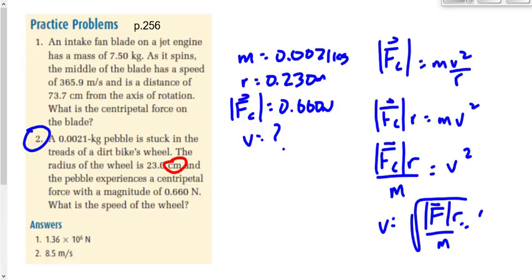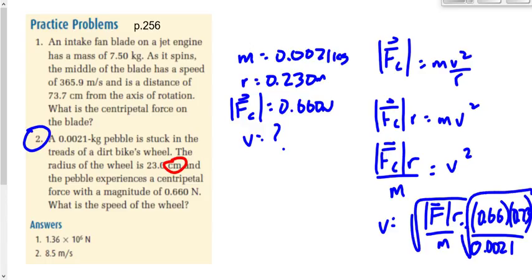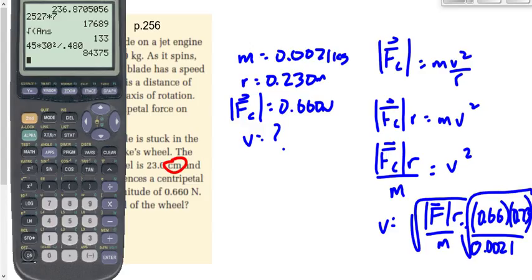So we've got the square root of 0.66 times r, which is 0.23, divided by m, which is 0.0021, which we got a square root. Let's get the number inside the square root sign first.